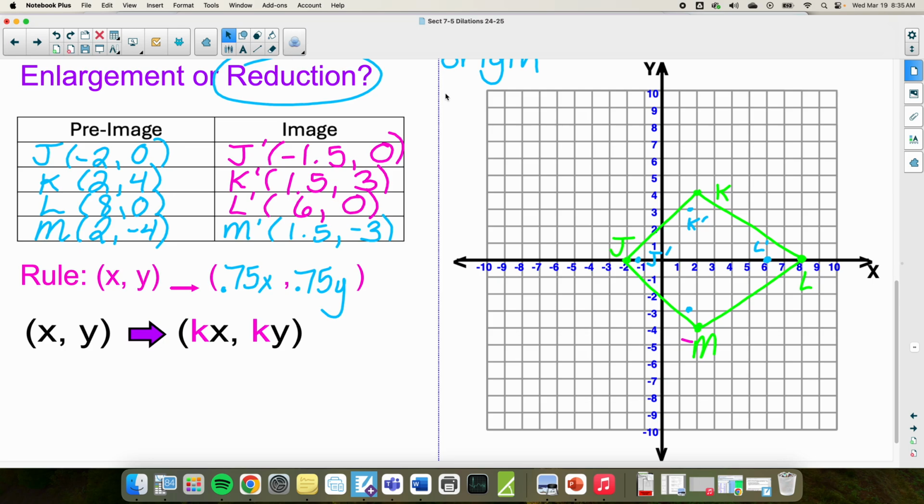So that is M prime. And then what you would want to do is connect these, and you can use your ruler if you want to. Okay? And this is 0.75, so you kind of want to think about, is that like 3/4 of the figure that's there?